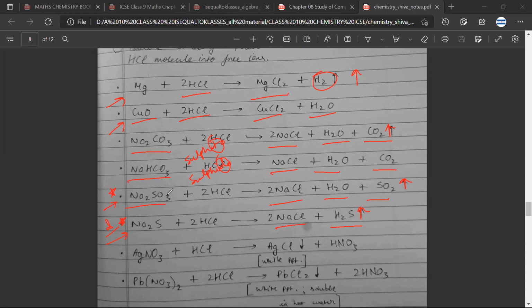So in T, from T you can get the product SO2, sulfur dioxide, and from D, sulfide D, you get the product H2S. And this is a very hit question because it is asked in every year in the board papers. So it is very important to remember because kids get confused.